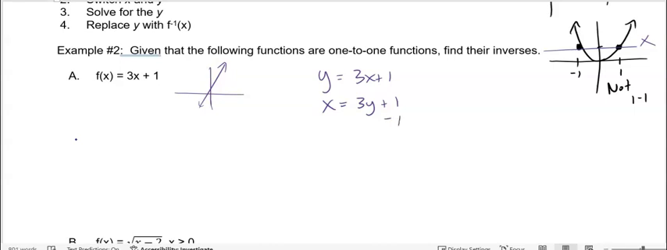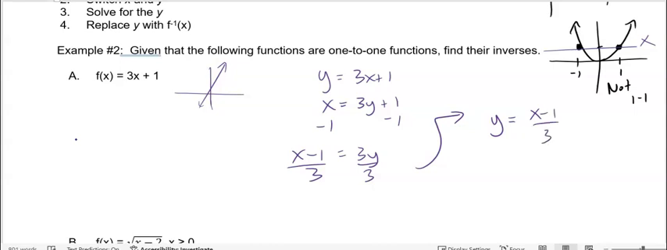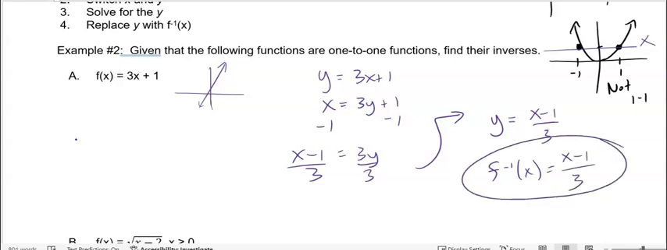So now I'm going to solve for y. I'm going to divide by 3, and I now have this function. And then I use a different notation. That's the inverse of that. This function multiplies the input by 3 and adds 1. This function subtracts 1 and divides by 3, undoing that function.